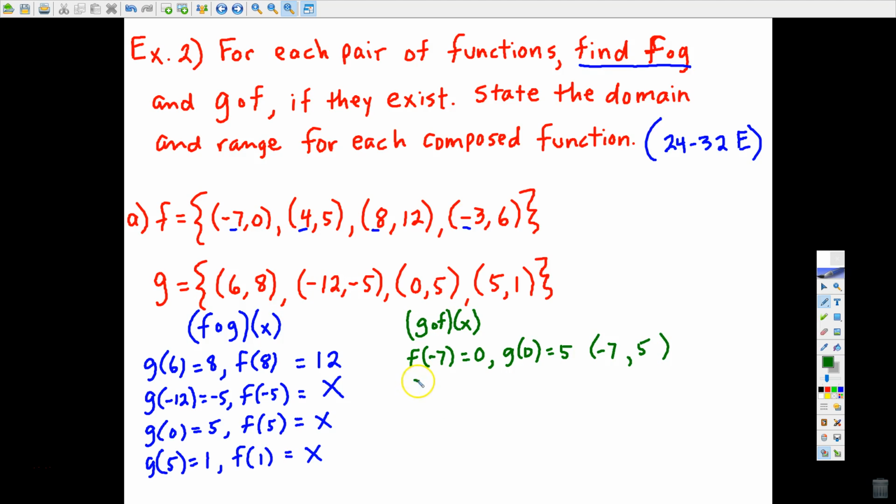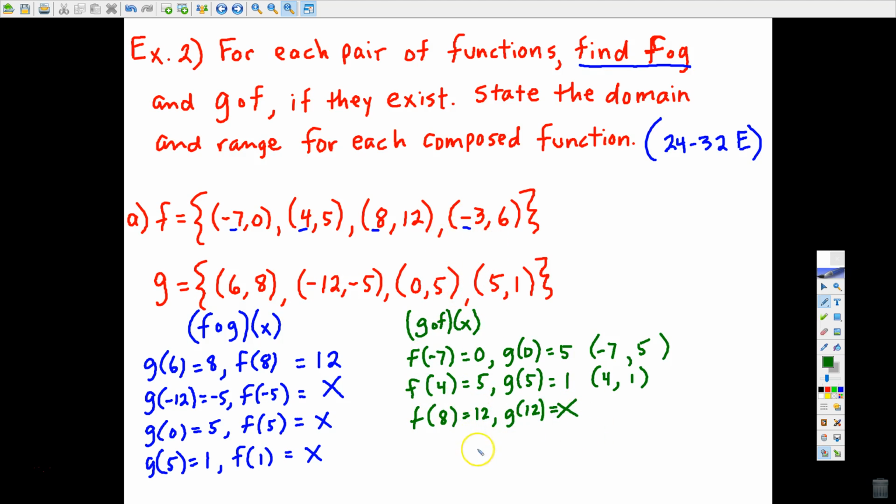Okay, let's keep on going. F of 4 is equal to 5, input 4, output 5. Now that becomes the input for the g function, g of 5. Well, I do have an input 5 in the g function, and it produced an output of 1. So that ordered pair is original input 4, final output 1. Okay, now let's do the next ordered pair. F of 8 is 12. So now that becomes the input for the g function. Well, I notice in the g function there are no x-coordinates of 12. That does not exist.